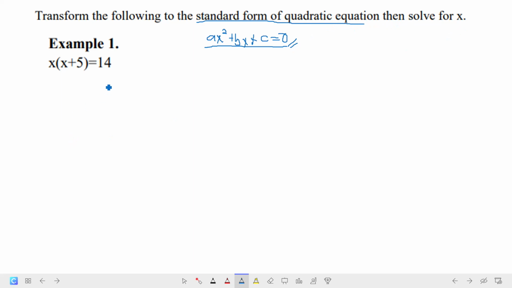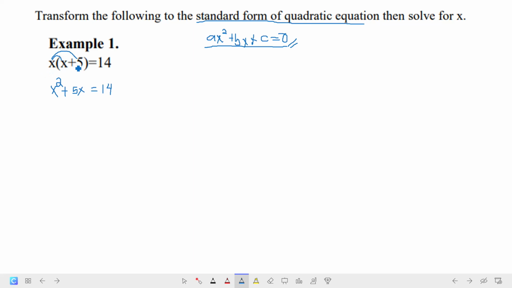Then solve for x. Okay, so in this given, makikita ninyo, we have x times the sum of x and 5 equals 14. In this case, we need to distribute x. We need to use the distributive property. So x times x, we will have x squared. Then x times 5 is 5x. And since this is positive, we will write positive 5x equals 14.